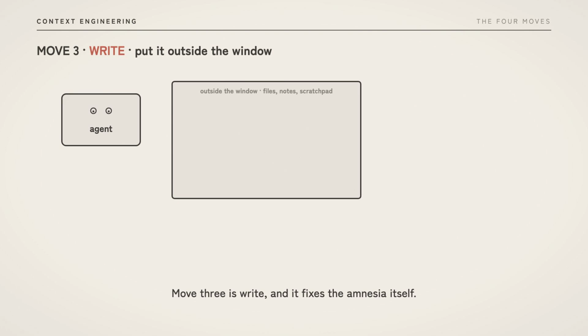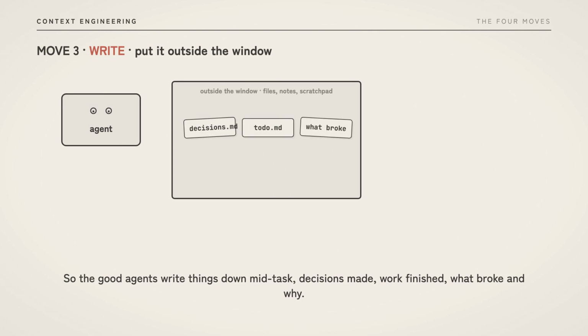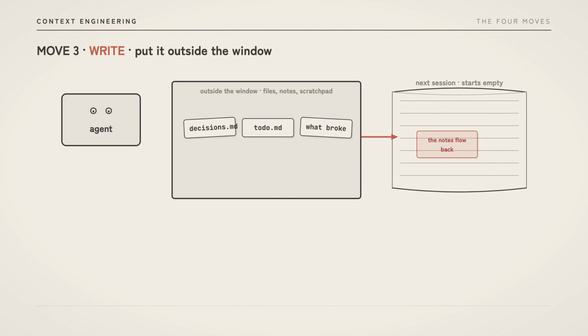Move 3 is write, and it fixes the amnesia itself. If the window is temporary, then anything that must survive has to live outside it, in files, in notes, in a scratch pad the agent keeps. So the good agents write things down, mid-task, decisions made, work finished, what broke and why. Next session, the window starts empty, and the first thing that flows back in is those notes. And catch what that means, because it's the reframe this whole video is built on.